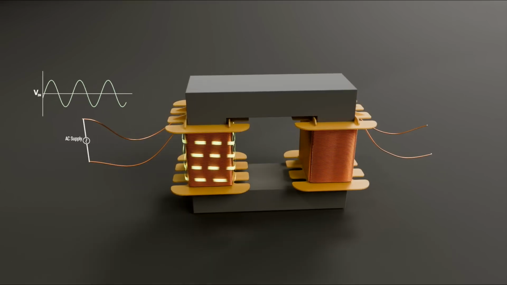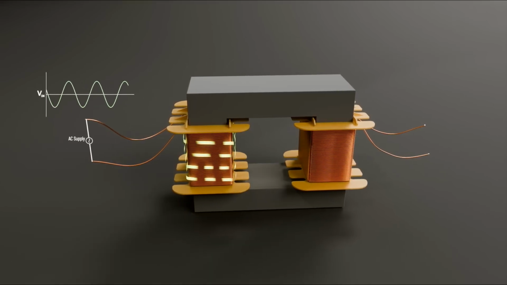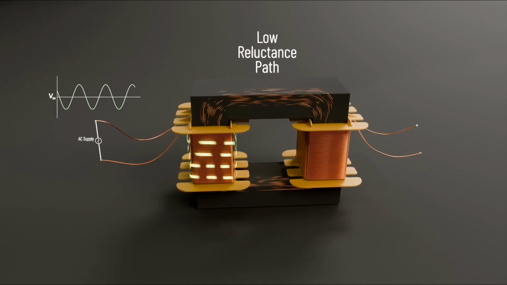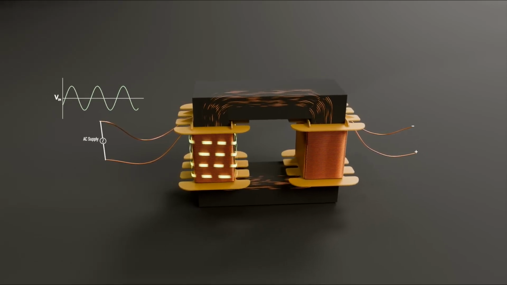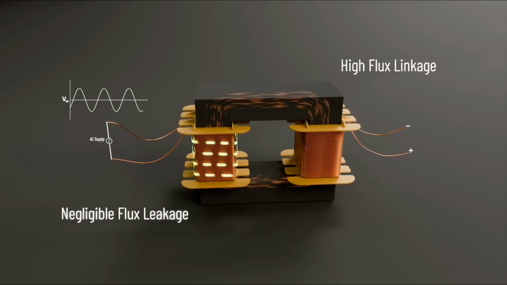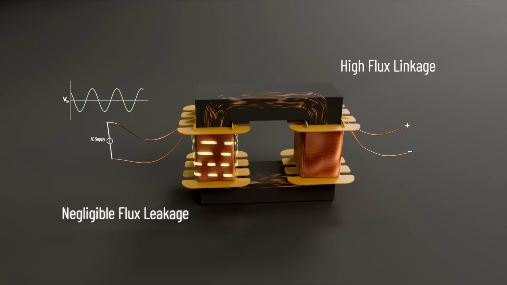A transformer core acts as a pathway for magnetic flux, providing a low reluctance path. As a result, most of the magnetic flux produced by the primary coil links with the secondary coil, making the transfer of electrical energy more efficient.